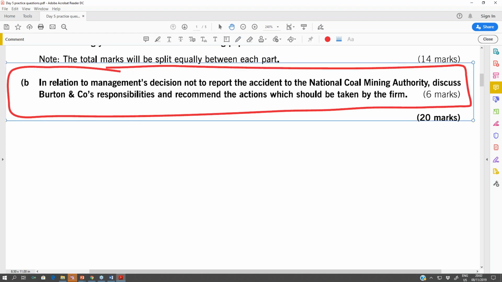It says, in relation to the management decision not to report the accident to the National Coal Mining Authority. Now, when you read the case, you will get to know that there was a breach of a law, and the management was taking a decision that they should not report that to the National Coal Mining Authority. Now, the National Coal Mining Authority was the regulator, and there was a breach of a law, and they needed to inform that to the National Coal Mining Authority. But the management has taken a decision that they should not be informing it to the National Coal Mining Authority.